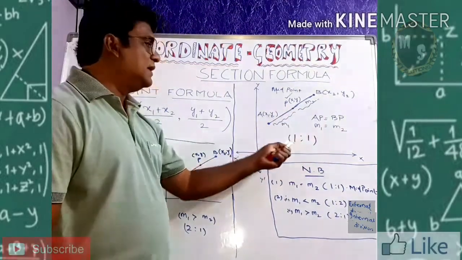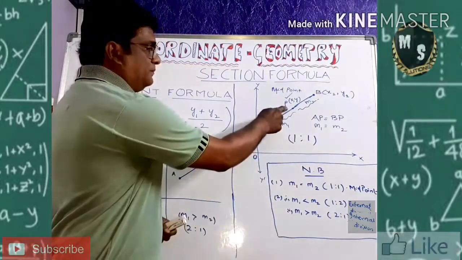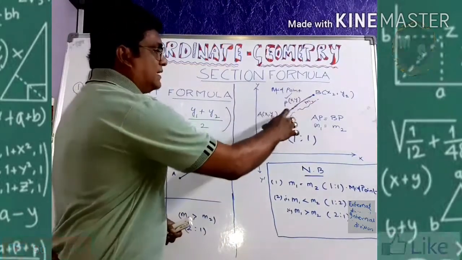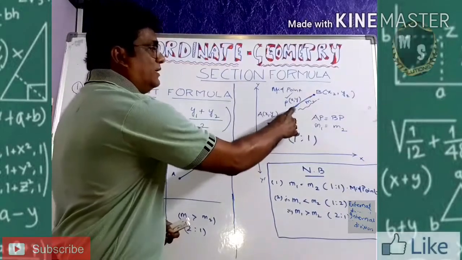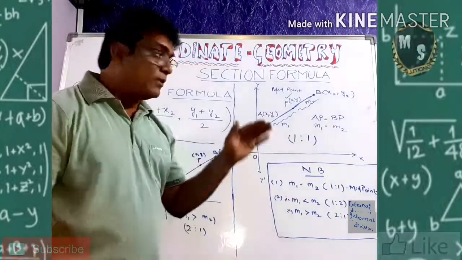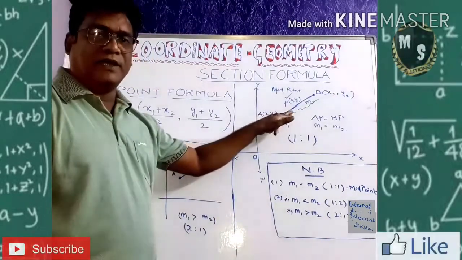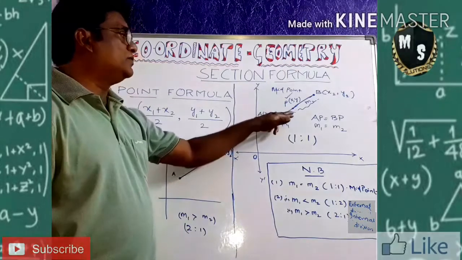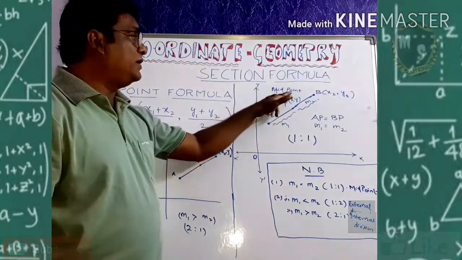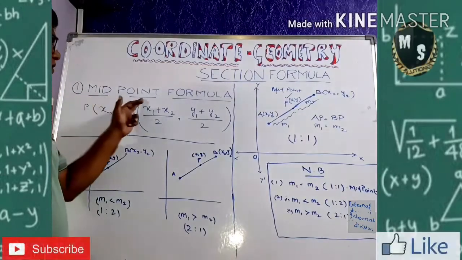So in this case, the point P is dividing the line into exactly two equal parts, in the 1:1 ratio. When this type of division comes in a line, definitely we are going to call it the midpoint formula.